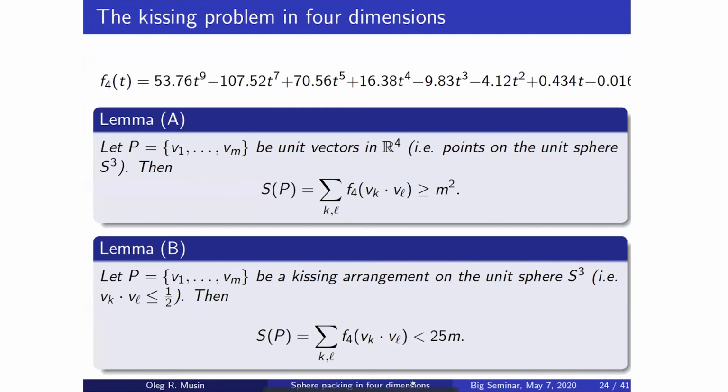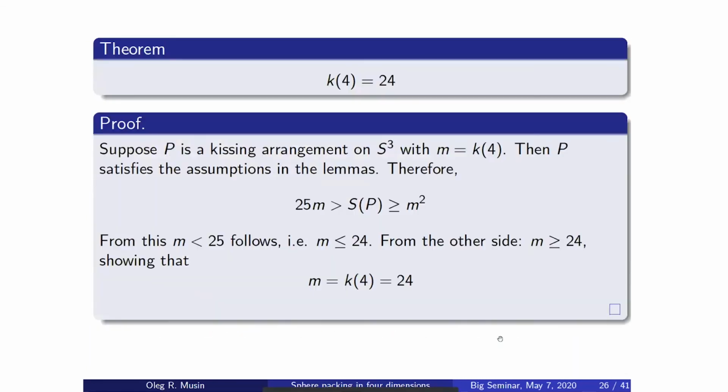Then the sum is, with one more constraint, namely the inner product for distinct vectors, when k is not equal to L, is less than 1/2. For points on a sphere, that means the angular distance between two points is at least 60 degrees. Then the sum is less than 25m. So we know that it's greater than m squared and less than 25m.